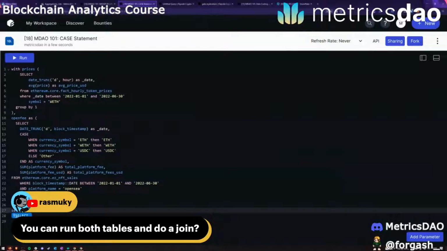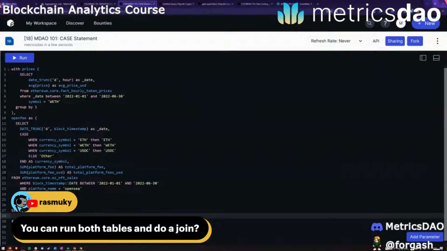So we can select from, kind of following the same structure. And what we're going to want is date. We want the average price, USD, and let's just look at the fees in USD.